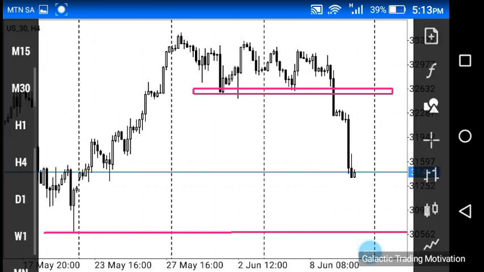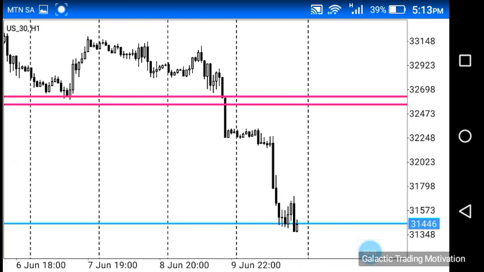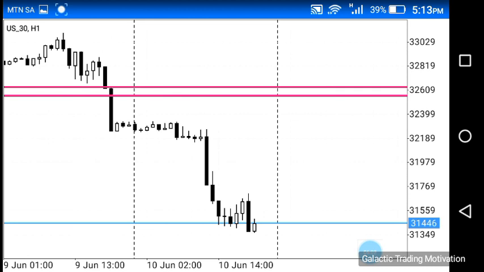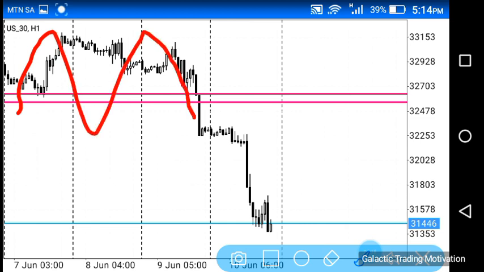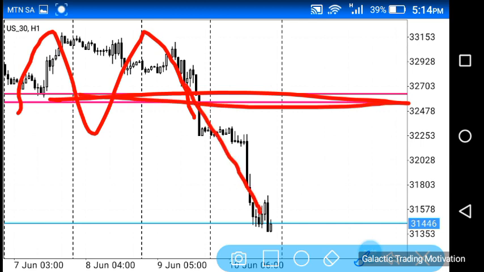Let's see. So here we are on the H1 chart. I don't see really anything that is interesting on this particular chart. However, as I said, guys, remember, we have a huge structure here with a neckline there on the daily chart. What I would love to see happen is, because the market has closed below the neckline, in the next coming days, I would love to see price coming back at least to the neckline to retest it.